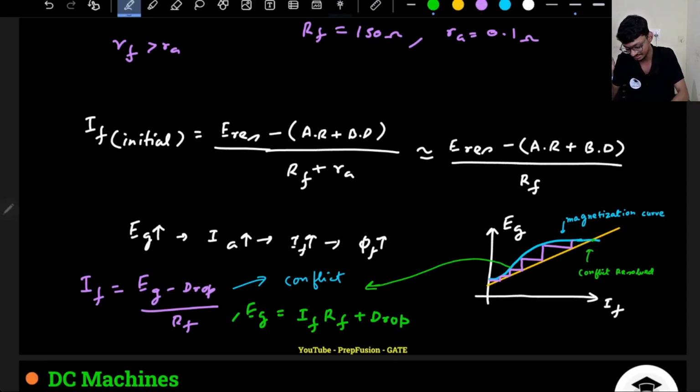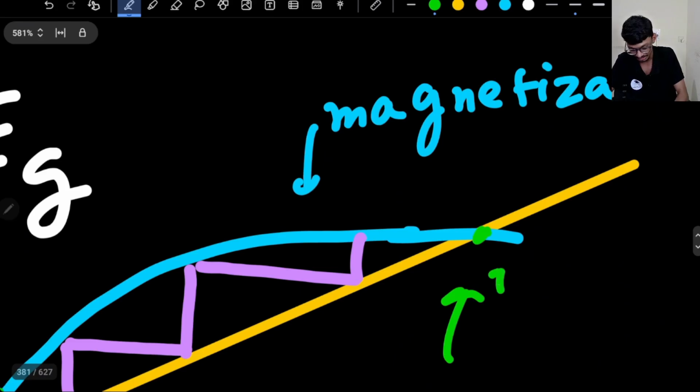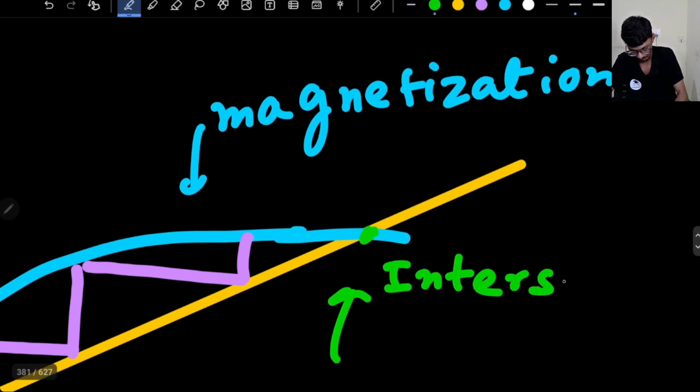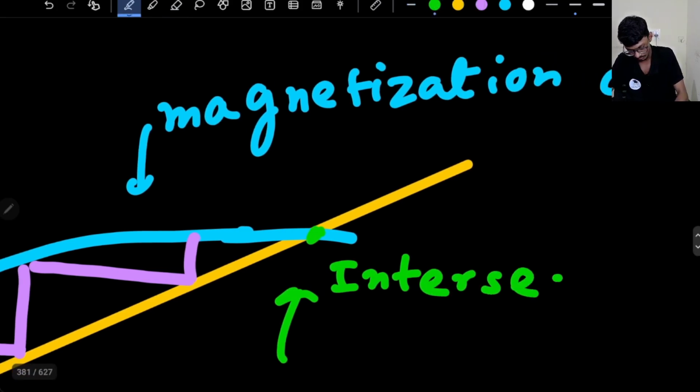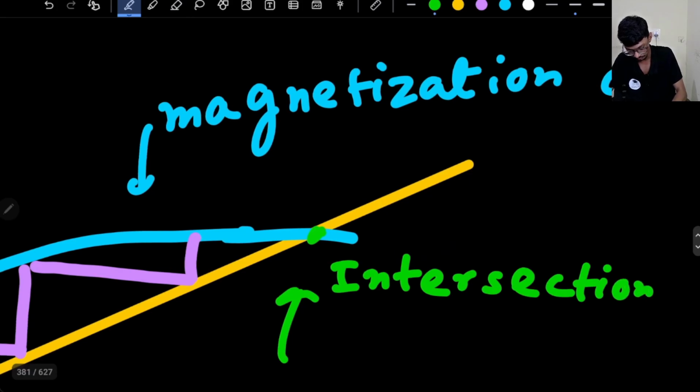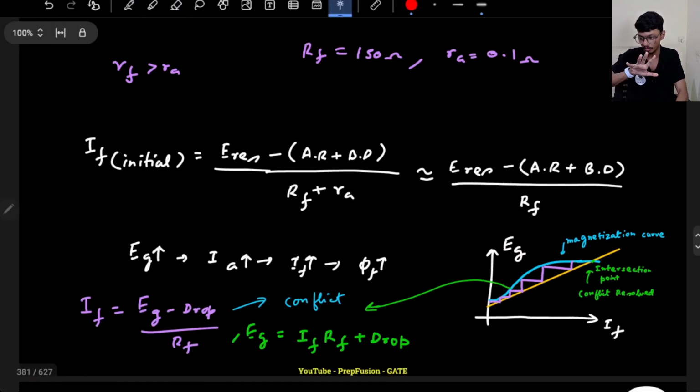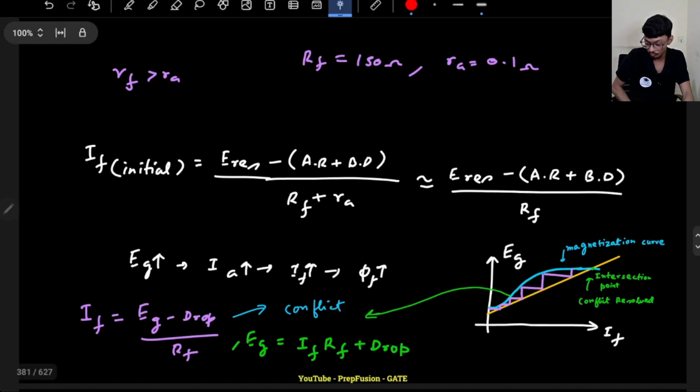So here the intersection point is known as the point of agreement, okay. Intersection point between the magnetization curve and the field resistance line is known as the point of agreement. So here the conflict got resolved, so there is no problem. If field current is 20 amperes, the voltage should be 150 volts, and the magnetization curve is also saying the same thing, okay. So this was basically the voltage buildup process, okay.